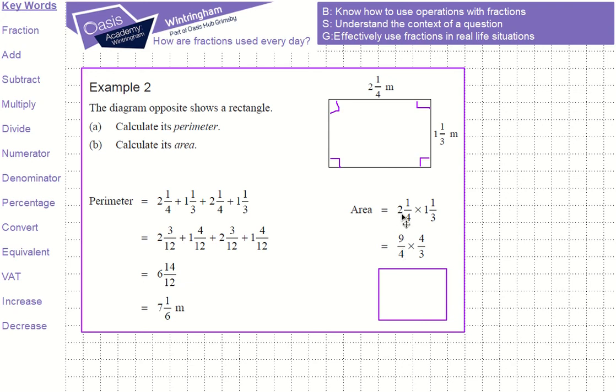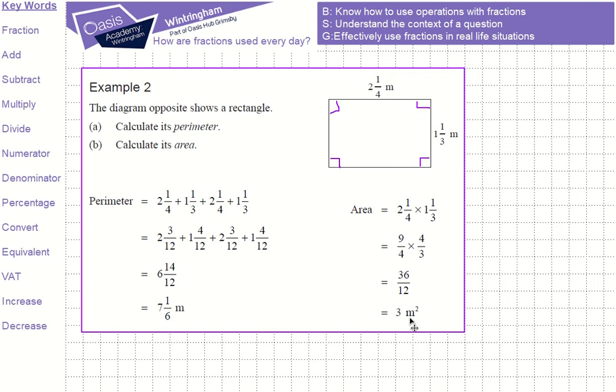So first of all, what they've done is change this mixed number into an improper fraction. And again, this mixed number into an improper fraction down here. And then multiplied those together. So 9 multiplied by 4, 36. 4 multiplied by 3 is 12. And this is a special case now because 36 divided by 12 is going to give us a whole number. It's going to give us 3.